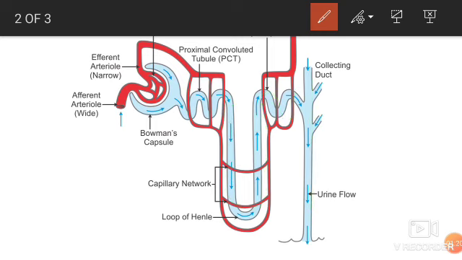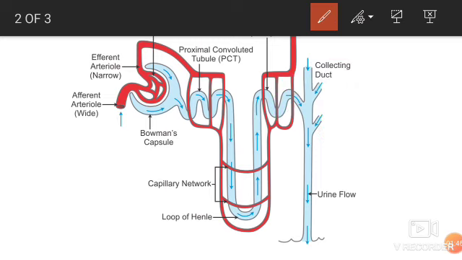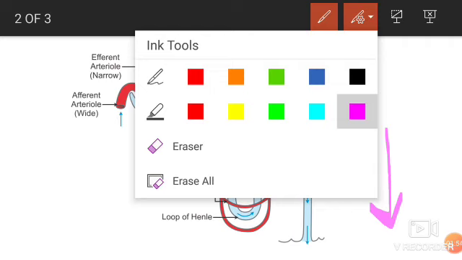This collecting duct, this one here you can see. This actually is a duct in which many nephrons open up. So it's not a single nephron which is opening into the collecting duct. There are many. Here you can see one, here you can see one. So these are many nephrons which are opening up into the collecting duct, and finally this urine flows down and goes out of the body.